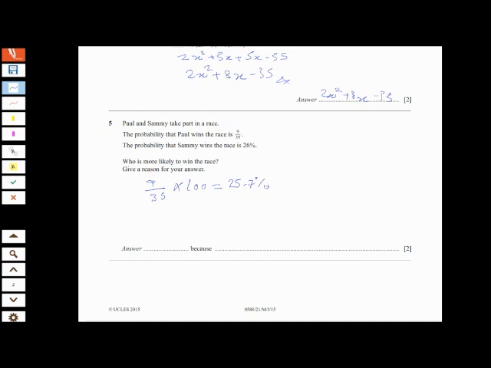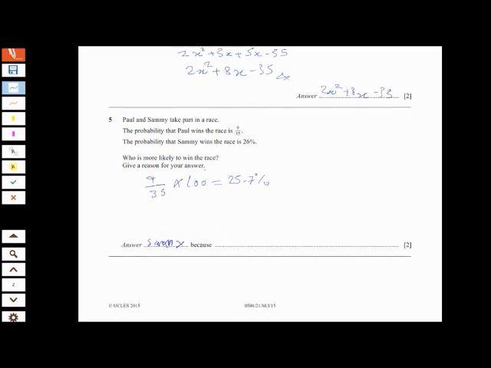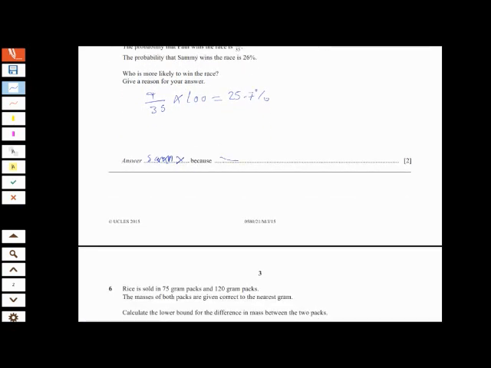25.7%. Alright, so 25.7% is less than 26, obviously. So Paul, who's more likely to win the race? Sam is more likely, because when you convert this, the percentage is higher. You write that down there.